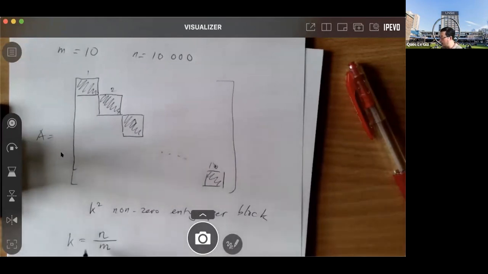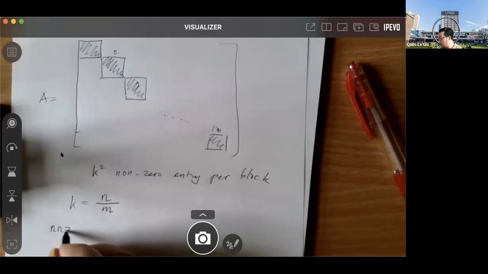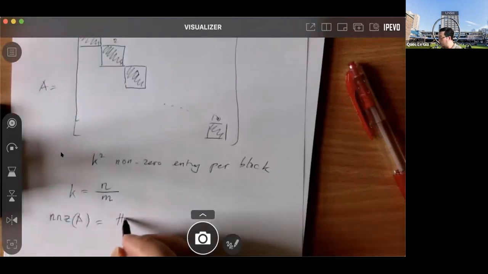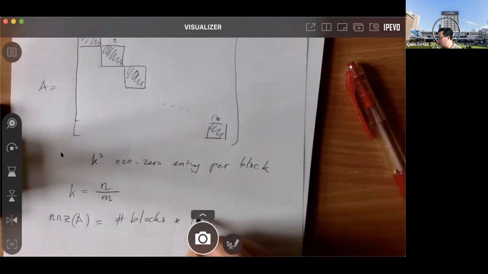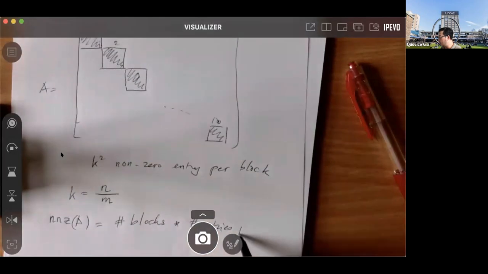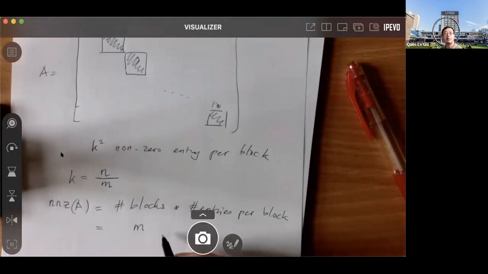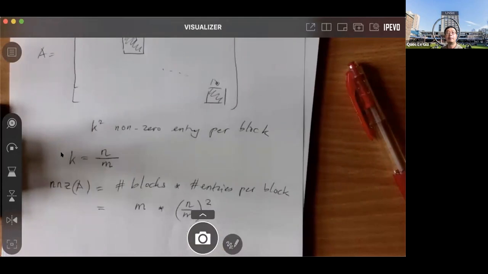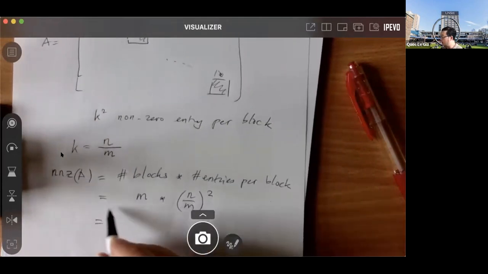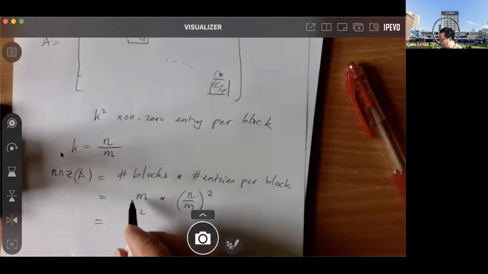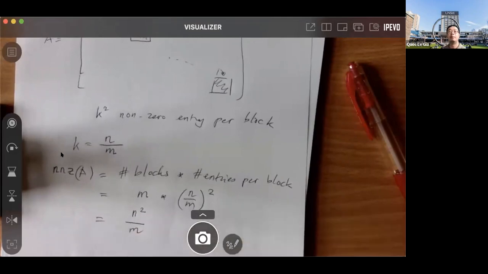Okay, so now you have to take the number of blocks. So the number of non-zeros of A is equal to the number of blocks multiplied by the number of entries per block. Remember, all the blocks here are non-zero. Now we remember that the number of blocks is m, and the number of entries per block is just k square. So k square is (n over m) square. And so now the number of non-zero elements is n square over m square multiplied by m, so n square over m.